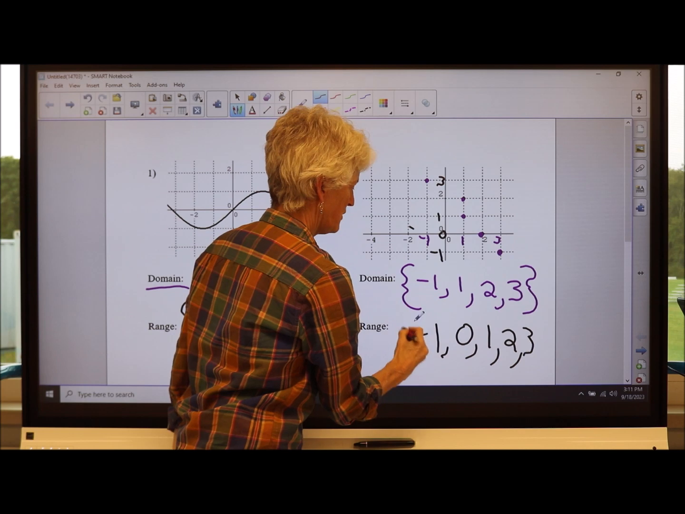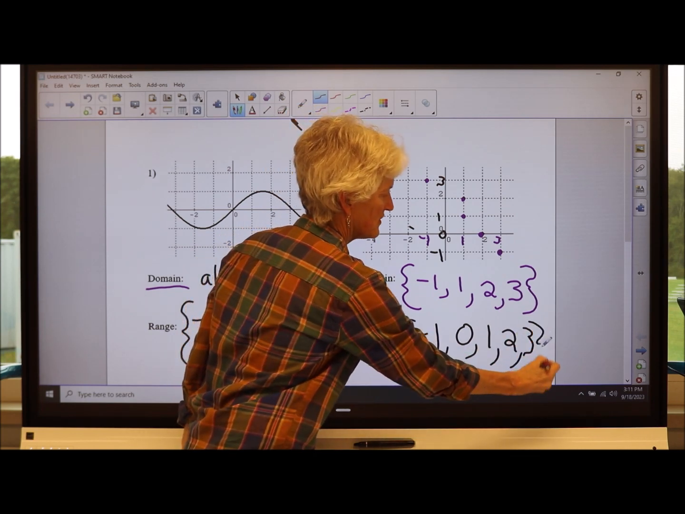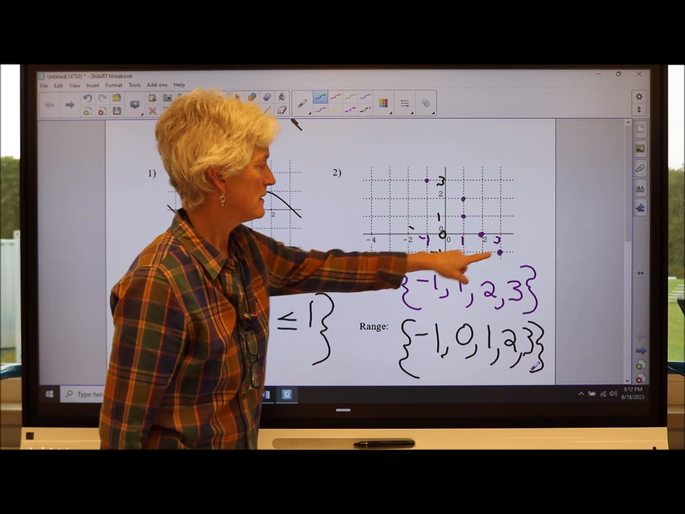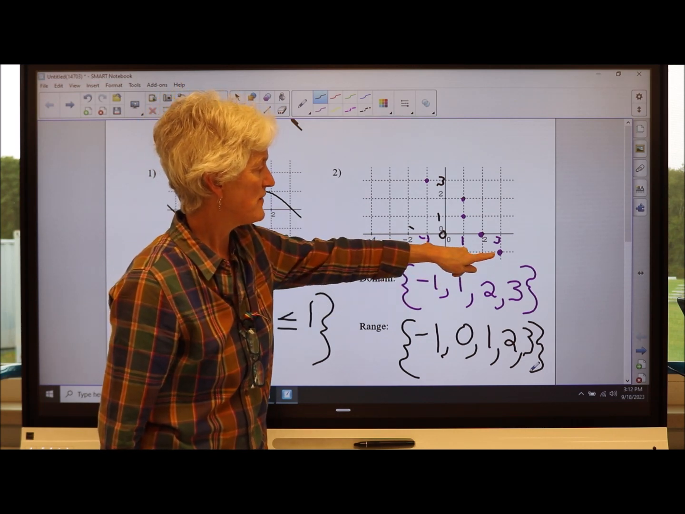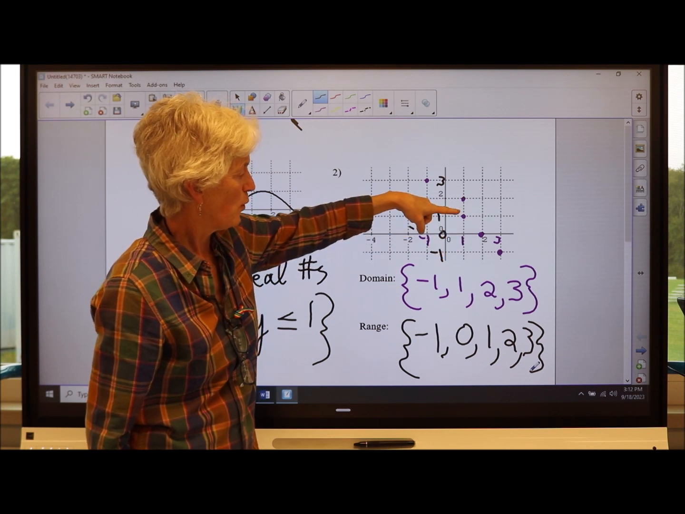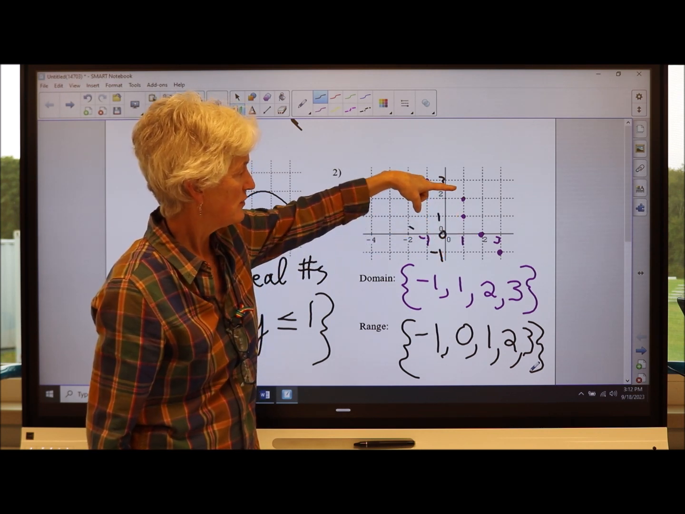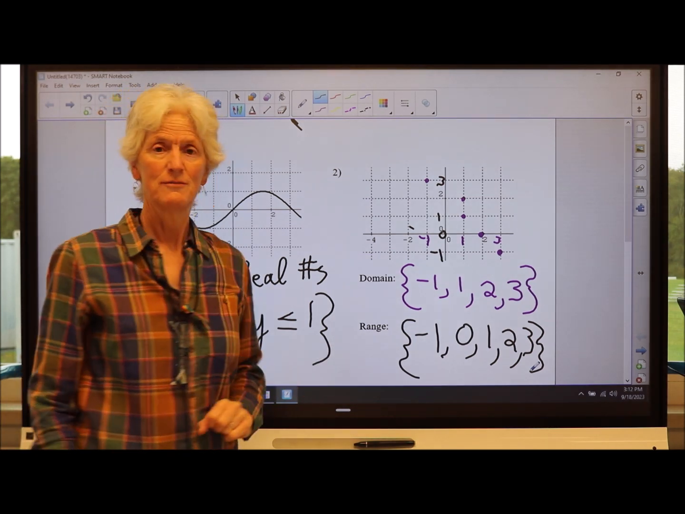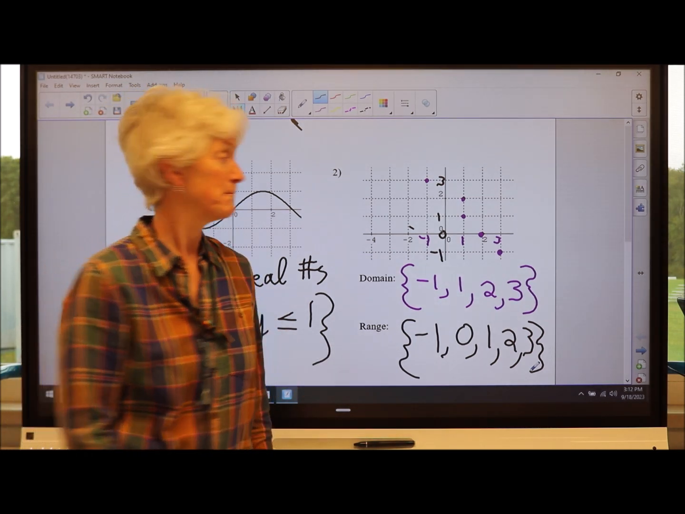So let's put the cool curly brackets, the set notation. My range is made up of -1, because that's the y value of this point, 0, that's the y value of this point, 1, that's the y value of that point, 2, and 3. Domain and range. Let's do two more examples.